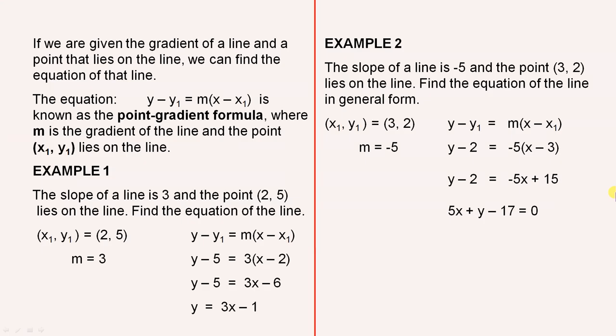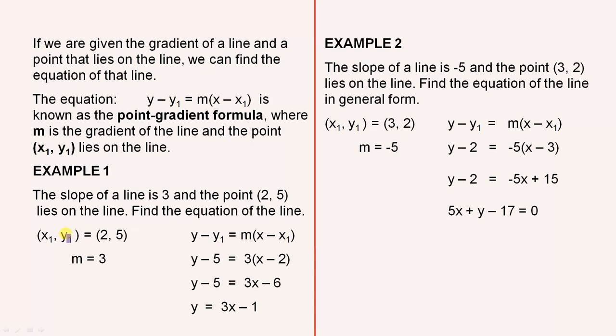Now let's have a look at two examples where we can use this formula to find the equation of a line when we are given the appropriate information. Example 1. The slope of a line is 3 and the point (2, 5) lies on the line. Find the equation of the line.